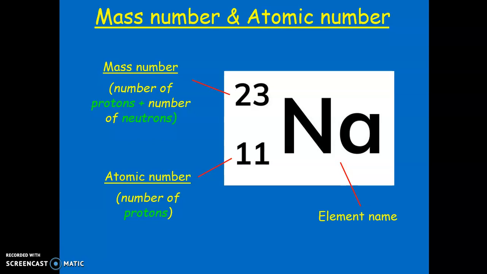You should have said sodium has 11 electrons. If you did, brilliant. Because remember, elements on the periodic table are uncharged. The number of positive protons and the number of negative electrons are equal, so they cancel each other out. So if you have 11 positive protons, you must also automatically have 11 negative electrons. In your book, get this information down, please.